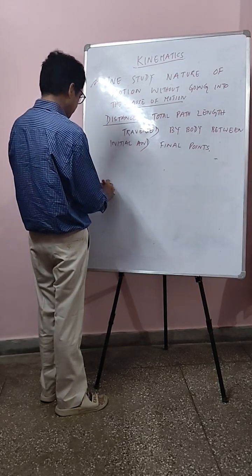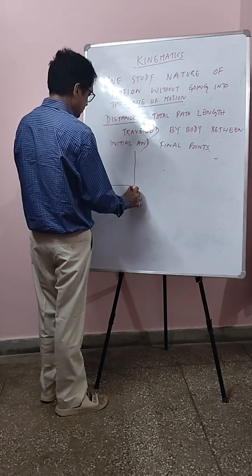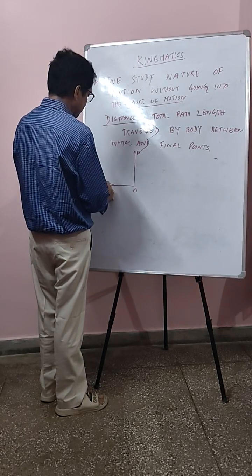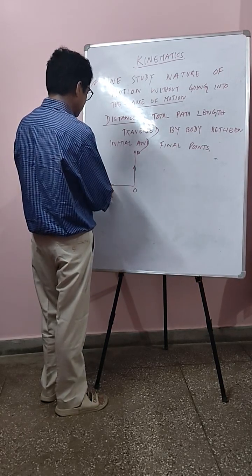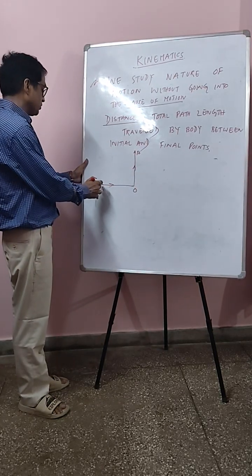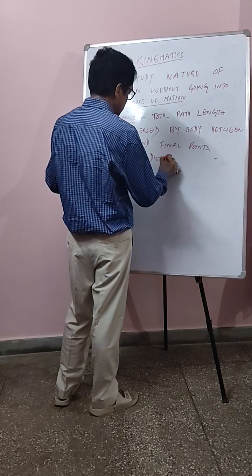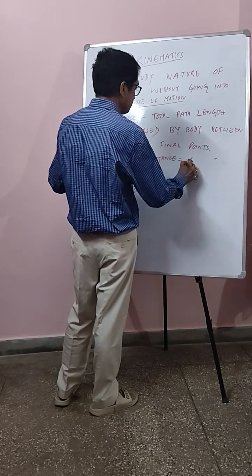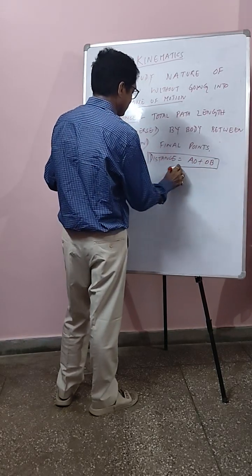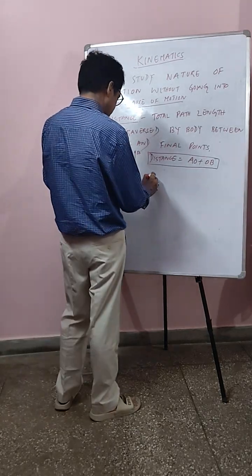We take two examples. This is A, this is O, this is B. Okay. A particle moves along this path, AO plus OB. So what is the distance traversed in this case when body moves from A to O to B? The distance equals AO plus OB. This is distance. We take another example.